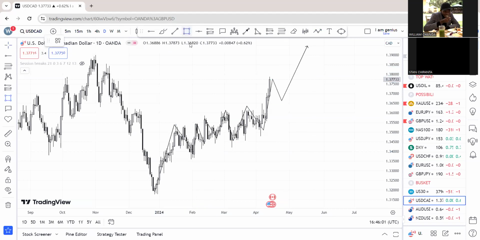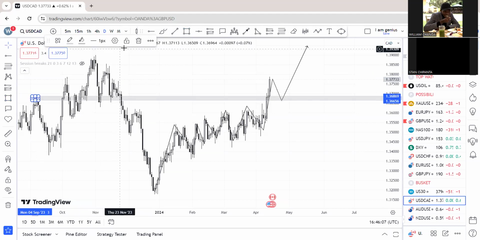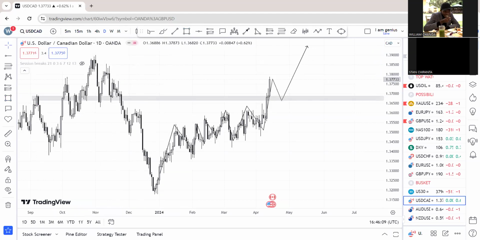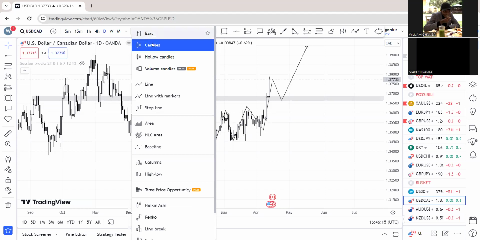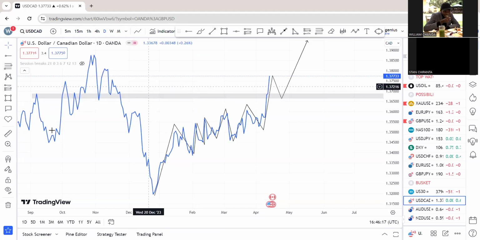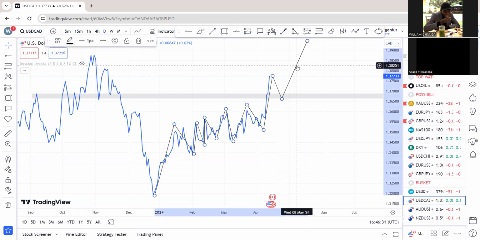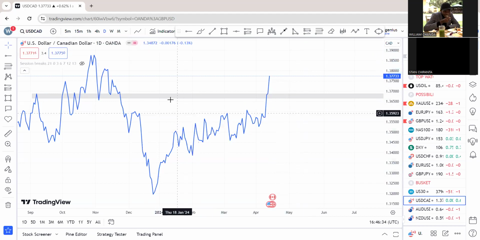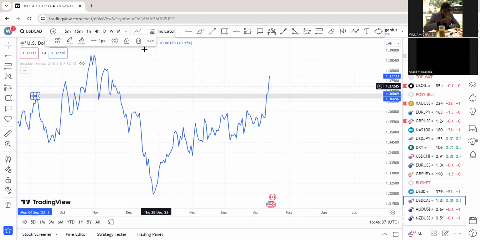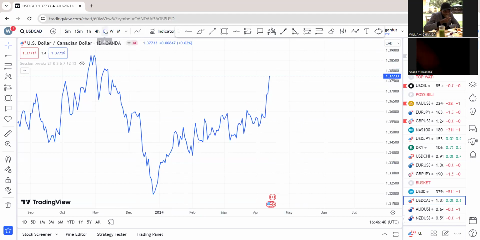And you know for a fact that this retracement has to be on a key level. You can see this is a key level that I've just drawn. How do I know? If I remove this and change this to a line chart, you notice that the market had been bouncing off this level. We had that, we had this, we had this. So it's more likely going to come back to this point here before it continues going up. But overall, USD CAD is in an uptrend. So that's what I get from the D1.